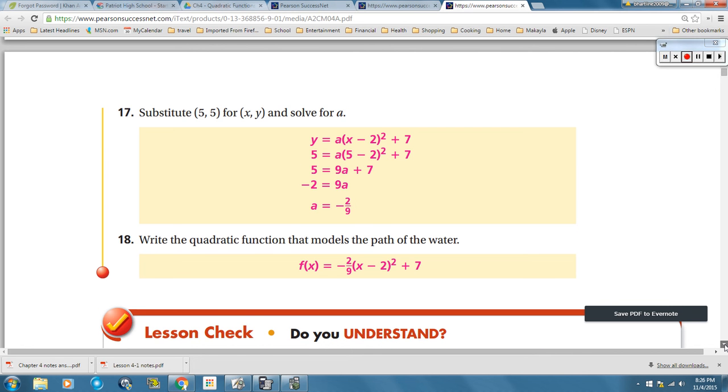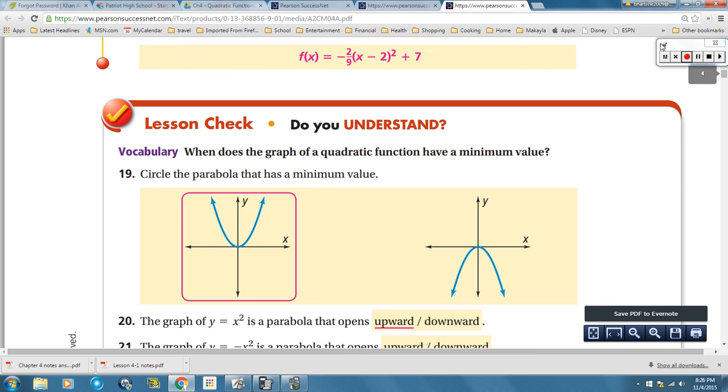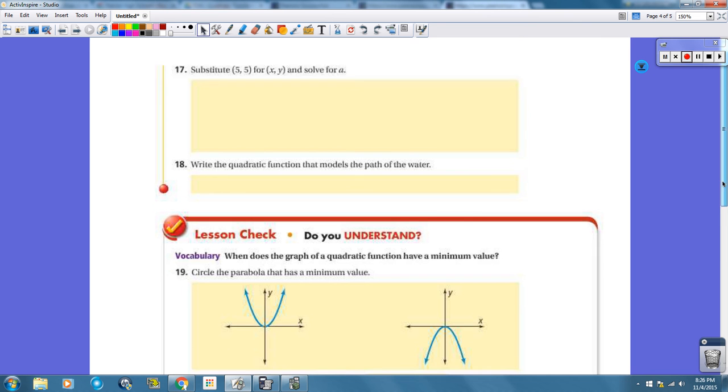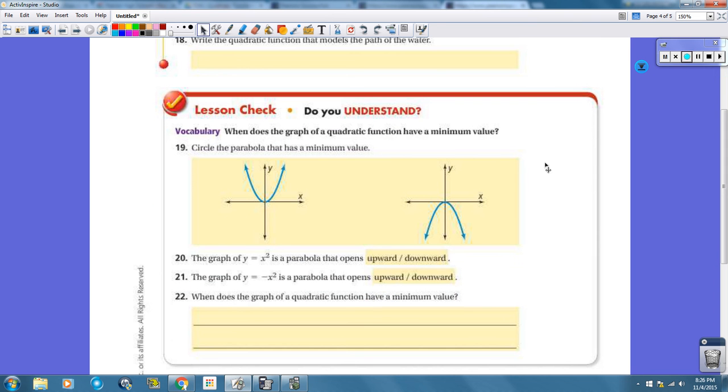Okay, so we wrote that in, and what you're seeing here is, when does the graph of a quadratic function have a minimum value? Which one has the minimum value? It's this one right here. That one has a maximum. This graph, y equals x squared, is a parabola that opens upward. y equals negative x squared would open downwards, which would be that. So when does the graph have a minimum value? I would expect you to figure that out just by knowing the information that we've talked about.